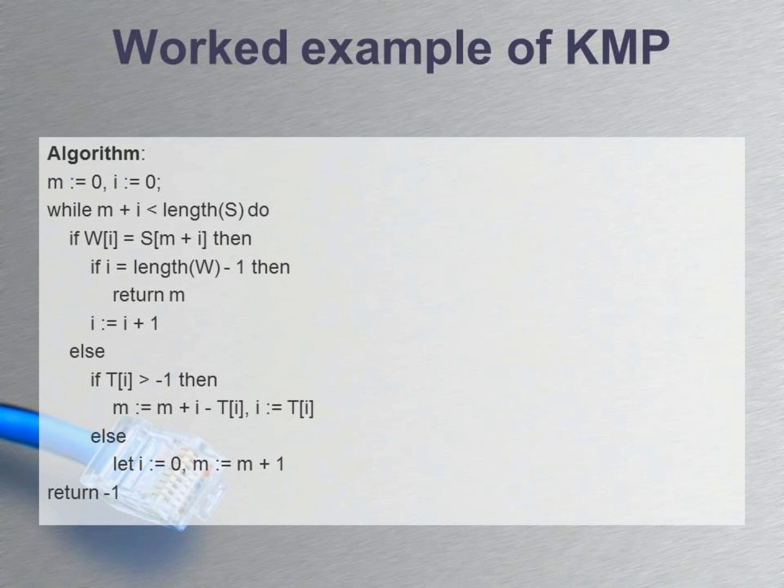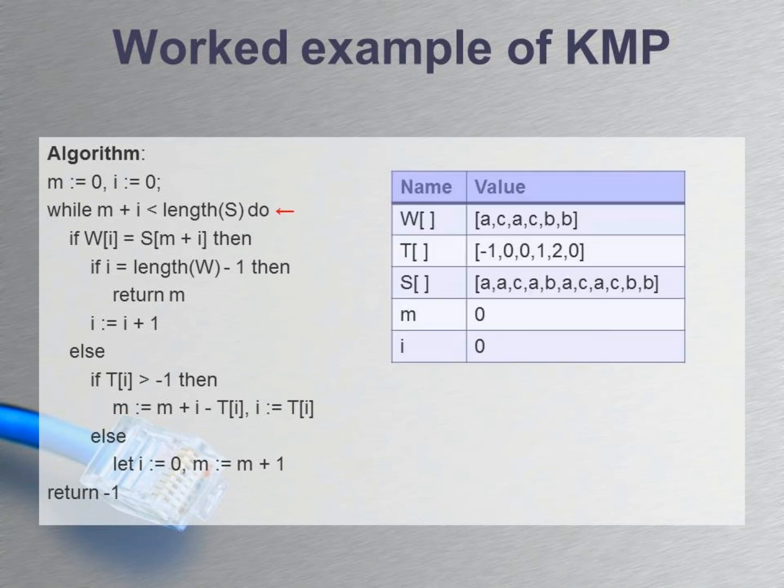We will now work through a simple example showing how the algorithm works. We start by assigning variables m and i to be 0. m holds the value we want to return, and i is used for checking the characters within S, where i of 0 is the first character in W. The while condition is fulfilled, so we enter the while loop.